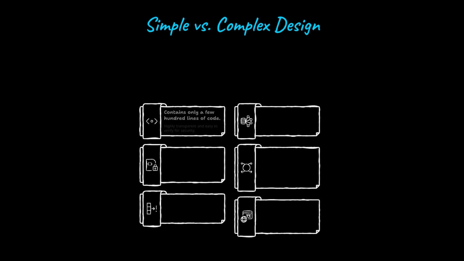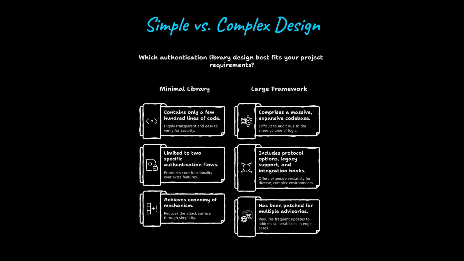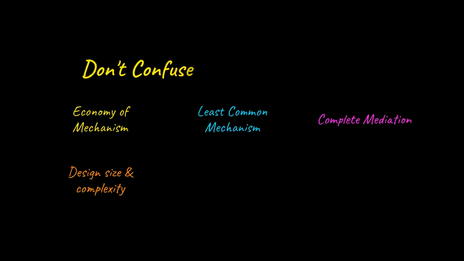A real example: a team choosing between a large identity framework with every protocol imaginable and a minimal library supporting only the 2 flows they actually need. The minimal library fits in a few hundred lines, can be reviewed thoroughly, and a year later shows 0 audit findings, while the large framework required multiple security patches.